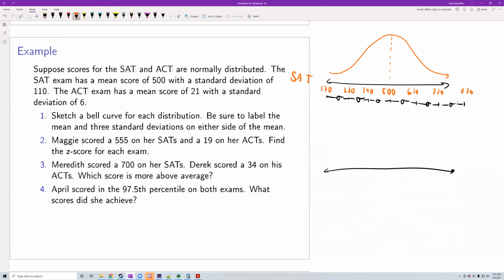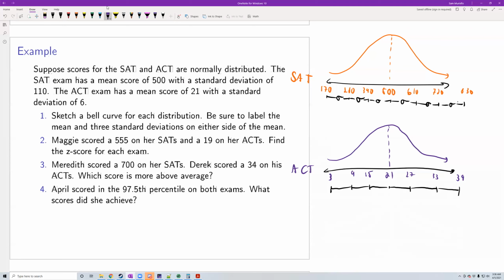Similarly, let's sketch the ACTs. Let's make this a little bit closer to scale. That looks pretty good. This one has a mean of 21. We'll sketch in 3 standard deviations on either side. It says the standard deviation is 6. That would be 27, 33, and then 39. Then on the left-hand side, 15, 9, and 3.